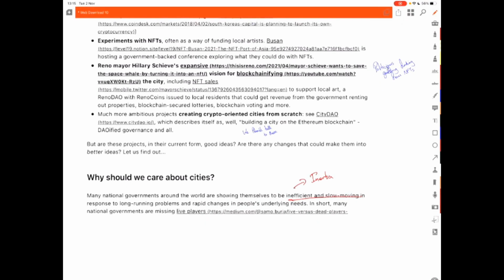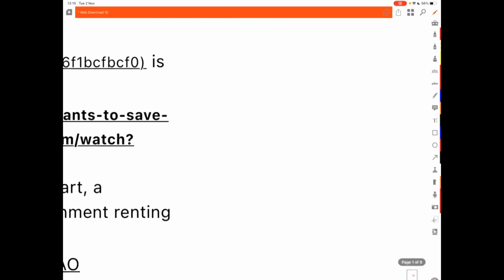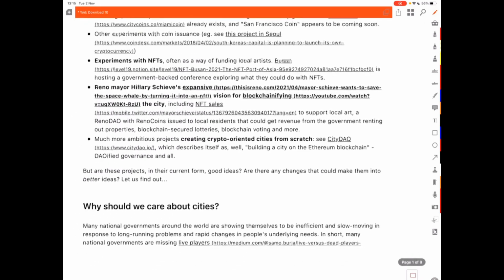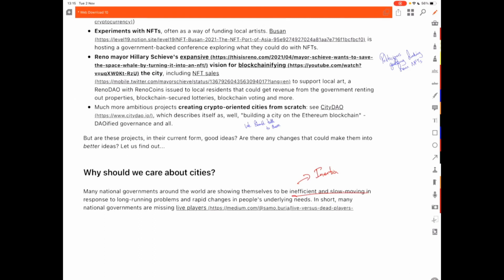What this is, there's a local sculpture, or it might be the Reno one actually, that's under threat from developers or whatever. And the local mayor is using NFTs to raise money, NFTing the sculpture to raise money to save the art. What's happening here is politicians are getting into funding from NFTs and they're getting into cryptocurrencies because the incentives are there. The people who were previously resistant to crypto are almost switching sides a little bit and going into the crypto world because it's getting them money.